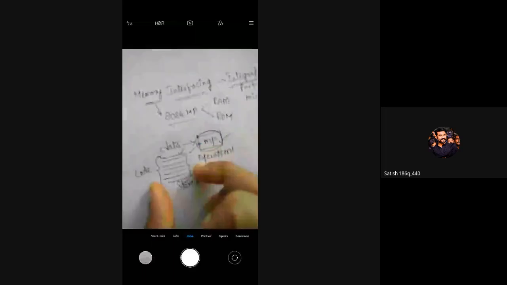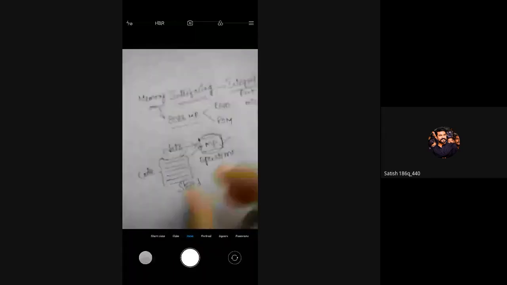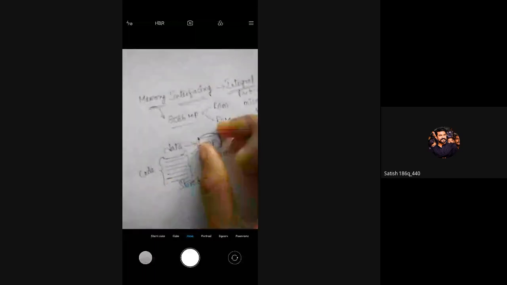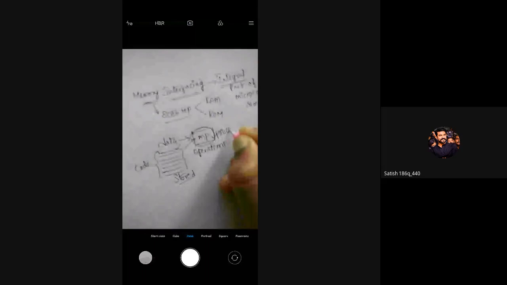So that means we have to store this data, so that the microprocessor will get the data from that storage and process the operation. So it will do that particular operation. So this is the reason.